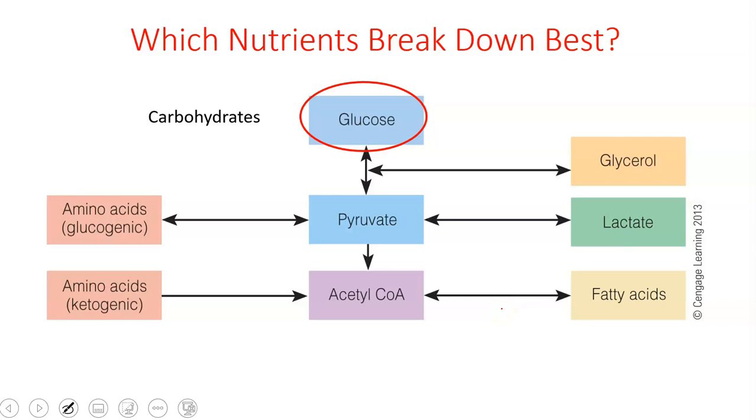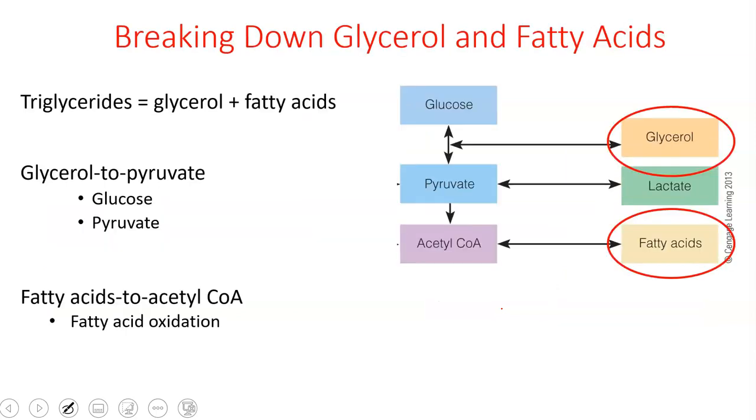So we talked about this a little bit, but which nutrients break down best? Glucose is the most straightforward macromolecule that's going to be used very quickly to go through glycolysis and create pyruvate. We can also use fats, so we can use the glycerol and fatty acids of lipids. So our triglycerides, again, remember, have a glycerol and fatty acids.